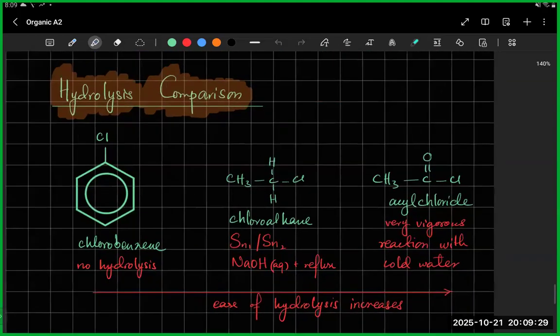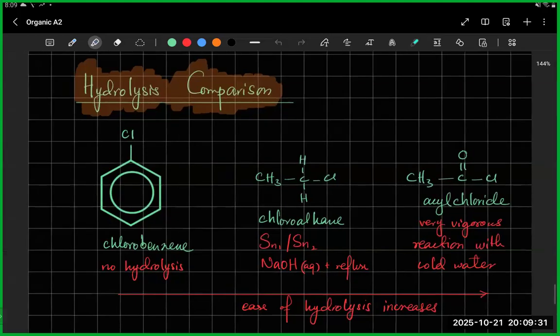See this one. So last time we did a hydrolysis comparison. Okay, chlorobenzene had no hydrolysis. This one had SN1, SN2 reaction mechanisms, and the acyl chloride had vigorous hydrolysis.